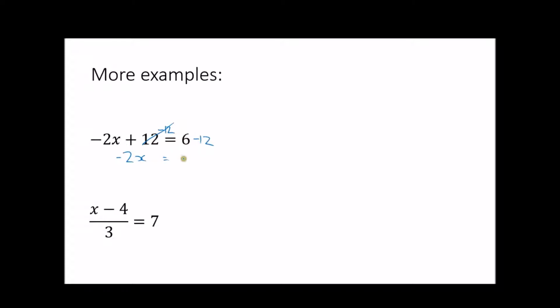There's really no problem if you wish to do that. Now, I've got to get x by itself again. It's being multiplied by -2. So the opposite is to divide by -2, which I have to do to both sides.